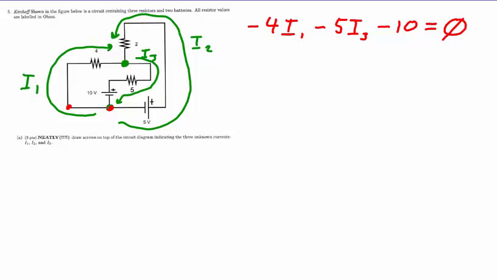First we go through the 10 volt battery, and since we're climbing from the minus to the plus side of that battery, that will be a plus 10 volt change. As we cross the 5 ohm resistor, we are going against the current. Against the current is uphill. So that's going to be plus 5 I3. As we cross the 2 ohm resistor, we are also going against the current I2, therefore it is uphill for 2 ohms times I2.